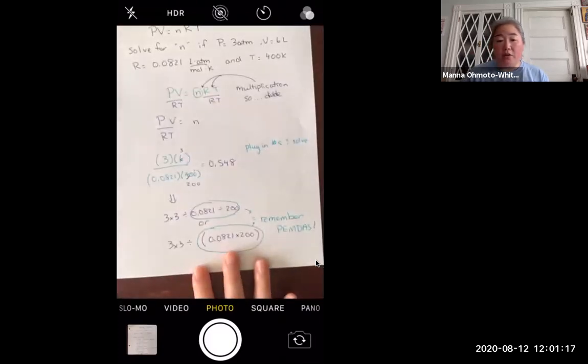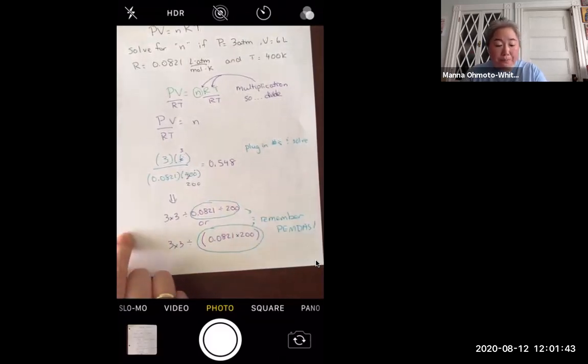So just a reminder of PEMDAS rules. The way that you would put this in your calculator, you would say 3 times 3 divided by 0.0821 divided by 200, or 3 times 3 divided by the, in parentheses, quantity 0.0821 times 200. So you've got to remember PEMDAS. And when you do that, you're going to end up with 0.548, and the units would be moles.